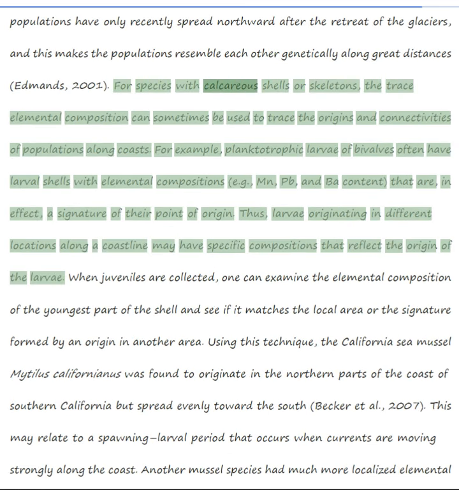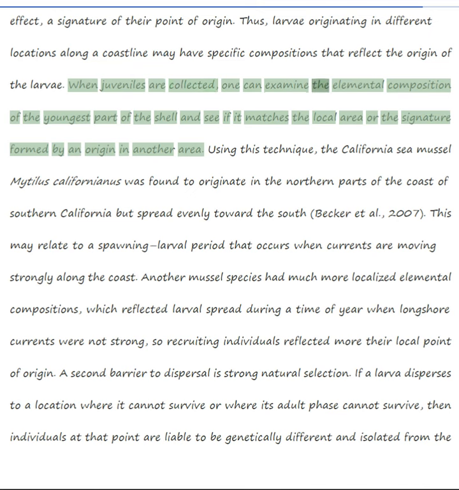For species with calcareous shells or skeletons, the trace elemental composition can sometimes be used to trace the origins and connectivities of populations along coasts. For example, planktotrophic larvae of bivalves often have larval shells with elemental compositions that are, in effect, a signature of their point of origin. Thus, larvae originating in different locations along a coastline may have specific compositions that reflect the origin of the larvae. When juveniles are collected, one can examine the elemental composition of the youngest part of the shell and see if it matches the local area or the signature formed by an origin in another area.